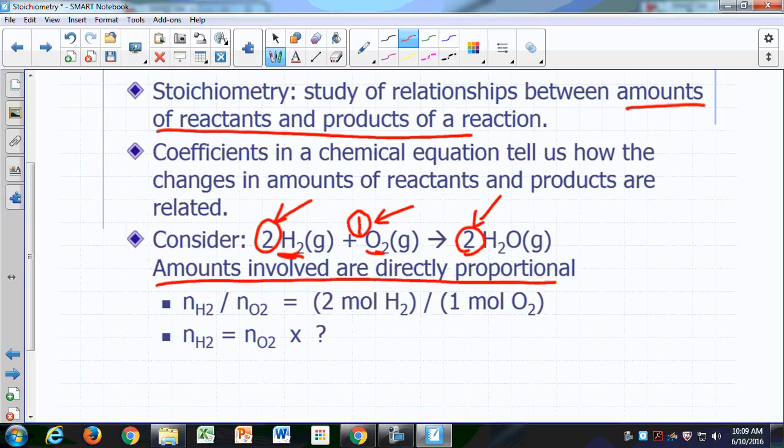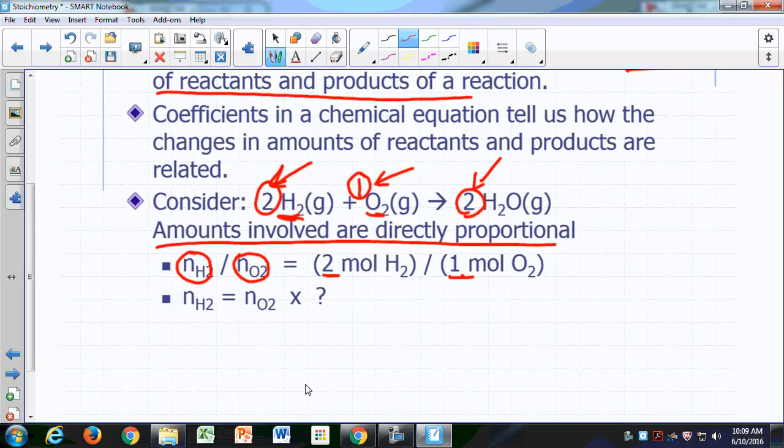So if I know the number of moles of H2 that got consumed, take the ratio of that to the number of moles of O2 that got consumed, then that ratio is going to turn out to be 2:1, because the coefficient of H2 is 2 and the coefficient of O2 is 1. So the hydrogen to oxygen mole to mole ratio is 2:1.